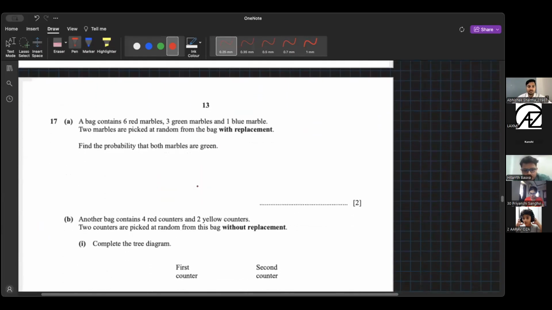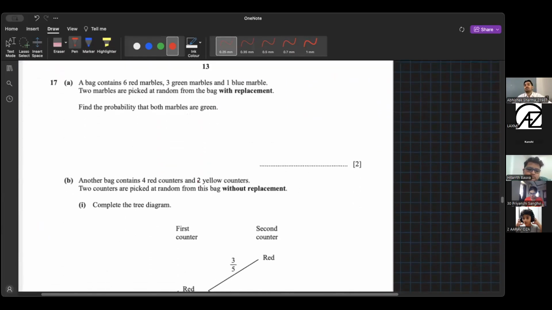Let's move on. Question number 17 based on probability. Now whenever we solve a probability question, we have to make sure we list down all the possibilities. So let's check first. It says a bag contains 6 red marbles, 3 green marbles and 1 blue marble. It's better to write red, blue and green. So red is 6, blue is 1 and green is 3. Total 10 marbles. It says find the probability that both the marbles are green and with replacement.